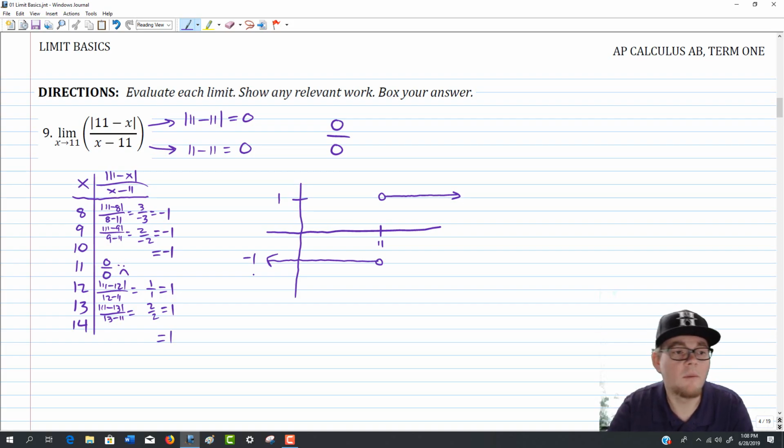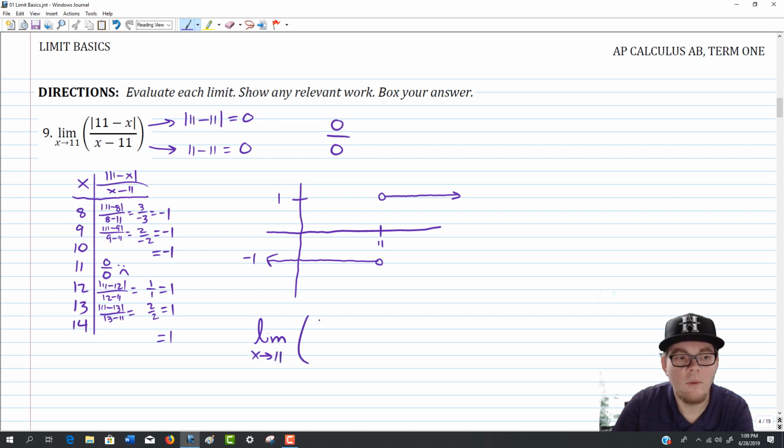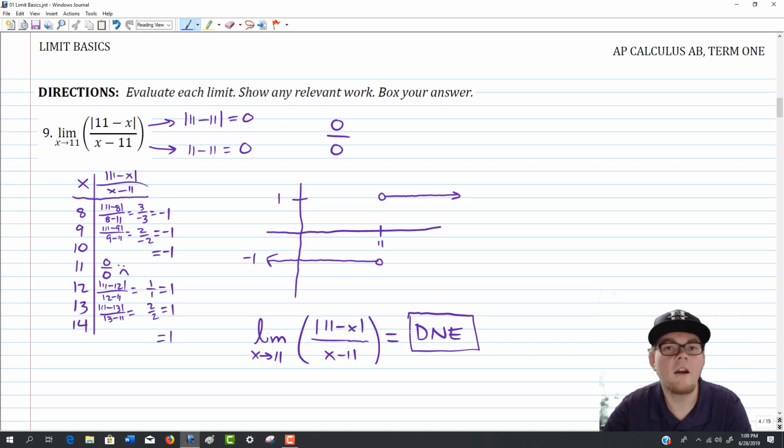Unfortunately, this presents us a problem. We're supposed to evaluate the limit as x goes to 11 of that function, but from one side we go to negative 1, from the other side we go to positive 1. What that means, of course, is that without any consensus, we unfortunately have to say that the limit as x goes to 11 of the absolute value of 11 minus x over x minus 11 is equal to nothing. The limit doesn't exist. Like that famous line from Karen in Mean Girls, limit does not exist.